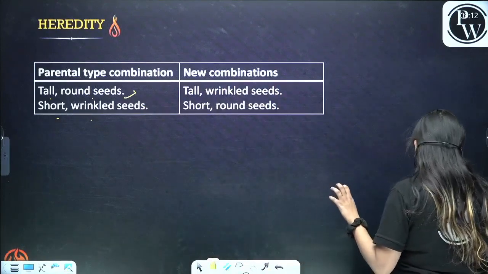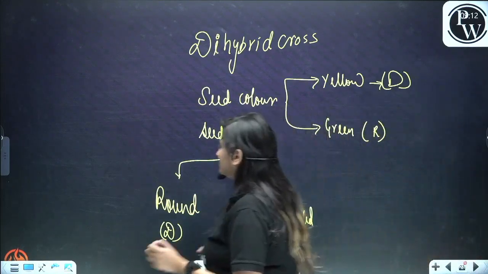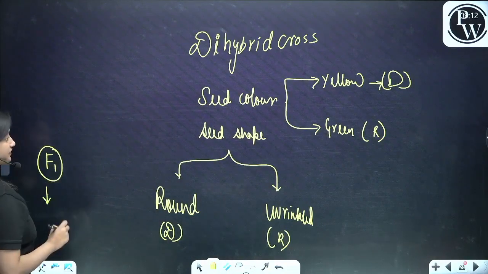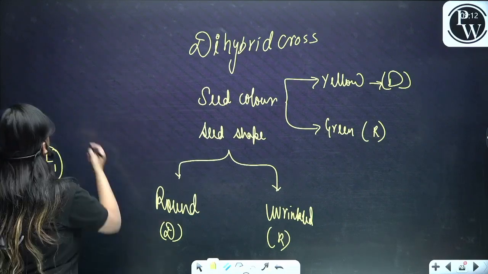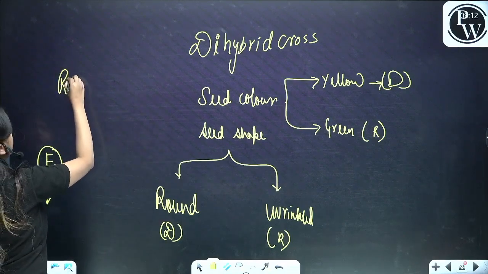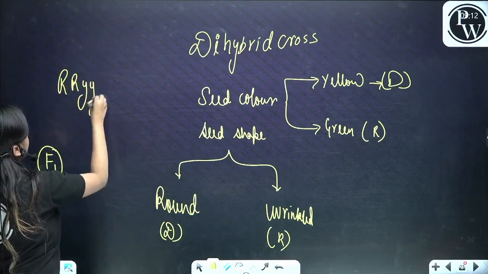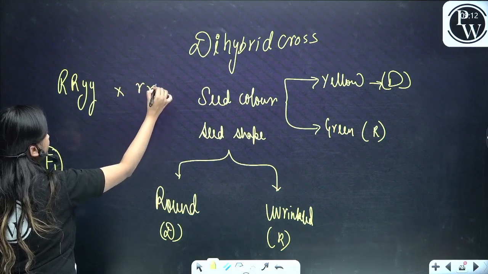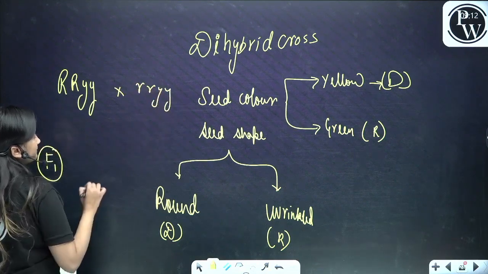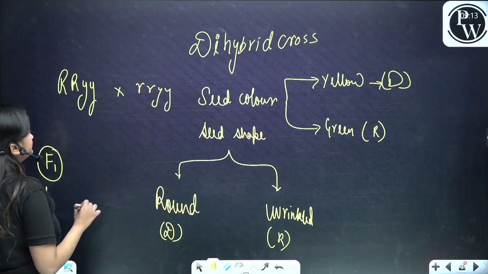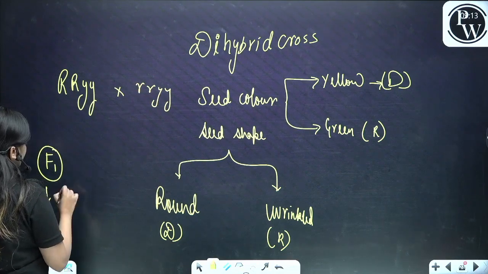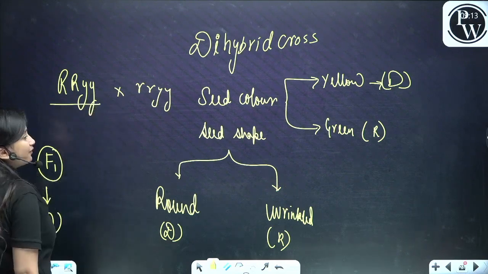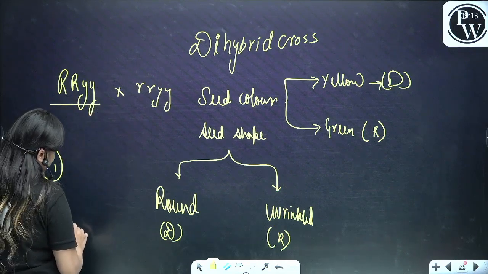In the F1 generation, all show the dominant characteristic feature. That means, see, what is the parental one? That is RRYY, that is round and yellow, and the other will be wrinkled and green. Right or wrong? Now in the F1 generation, all show the dominant characteristic feature, that is all are round and yellow.